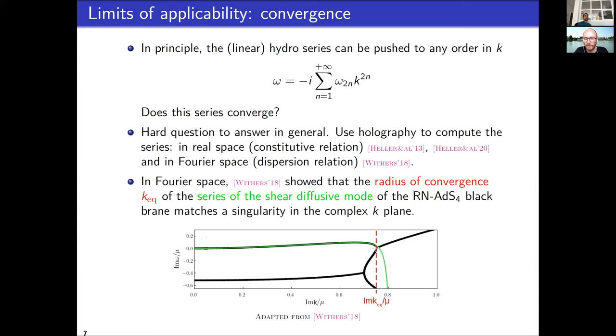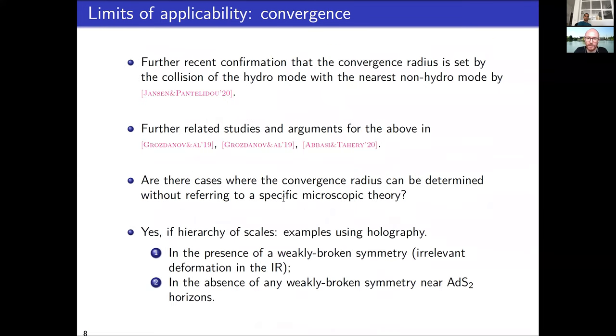So this is nice, it's what it is, but we could ask, are there cases where we can determine where hydrodynamics breaks down without needing any detailed knowledge of the underlying microscopic theory? And what I want to show you today is that the answer is yes, provided there's some kind of hierarchy of scales. I'll give you examples using holography and also SYK. There are two main classes that I want to talk about.